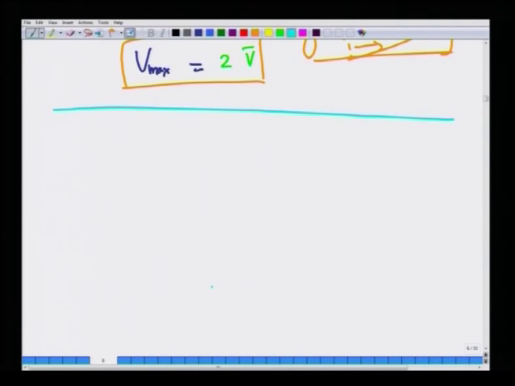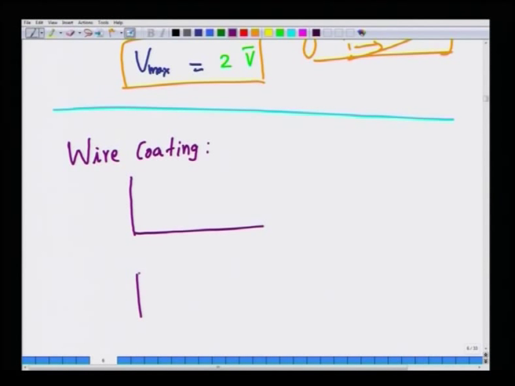Essentially the idea is you have a bath of liquid, and you have a die. You want to coat a wire, a long wire. Let's show the wire in a slightly different color. You want to coat a long wire.